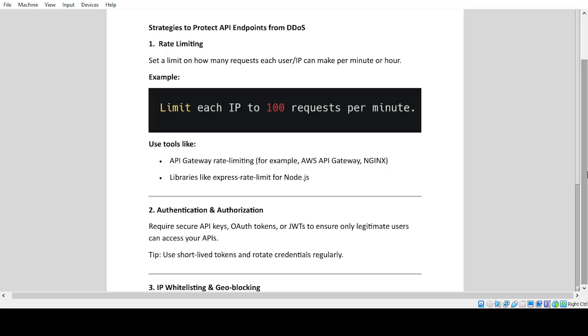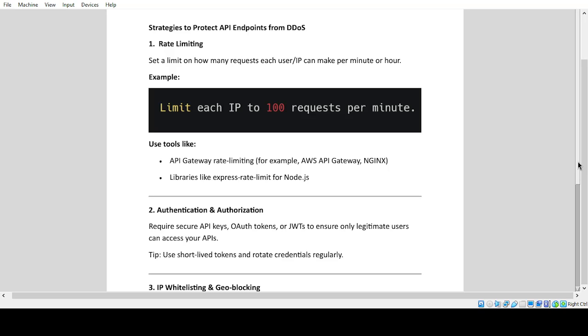Strategies to protect API endpoints from DDoS. 1. Rate limiting. Set a limit on how many requests each user/IP can make per minute or hour. Example. Use tools like API Gateway Rate Limiting, for example, AWS API Gateway and Zuul. Libraries like Express Rate Limit for Node.js.